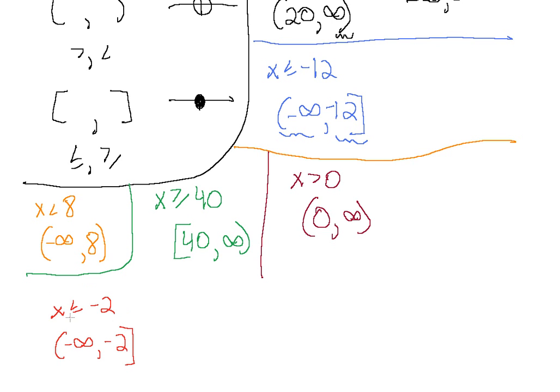So this is read as x, all the values less than or equal to minus 2 are included in our interval set. We're including minus 2 and all the values less than that, all the way into negative infinity.